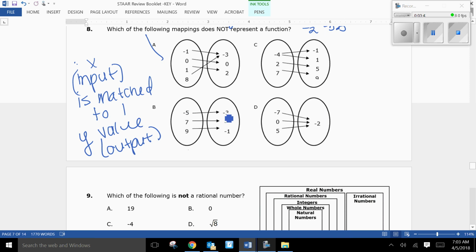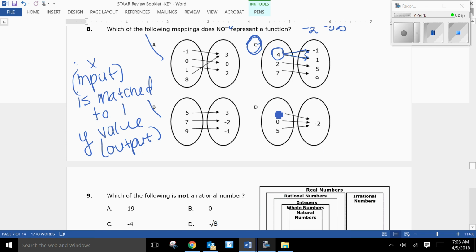B, -5 is matched to -3, 7 is matched to -2, and 9 is matched to -1. So this is a function because each x value is matched to one y value. C, -4 is matched to -1 and 1. 2 is matched to 5, and 7 is matched to 9. So if I look right here is my issue, -4 has 2 outputs. So C is not a function. So this should be my answer, but let's look at D.